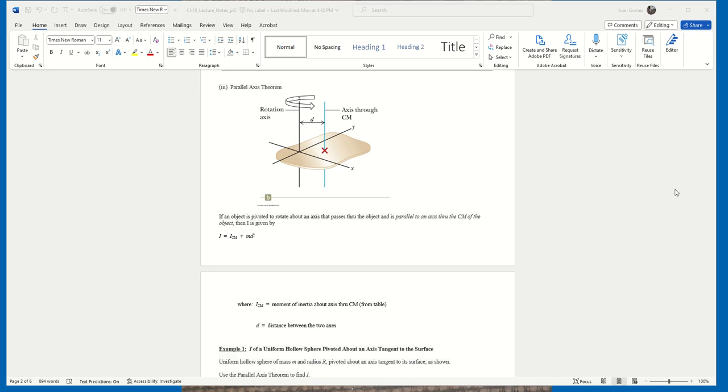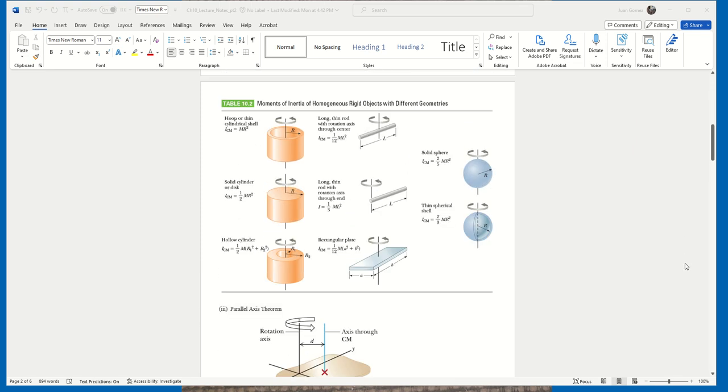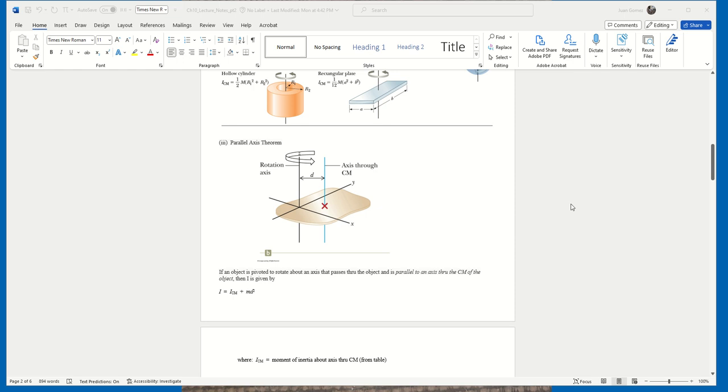Greetings everybody. This video will hopefully explain what's called the parallel axis theorem. Now you use the parallel axis theorem to find the moment of inertia of a uniform object, but in the case where the rotation axis does not pass through the center of mass. And here's a good example.